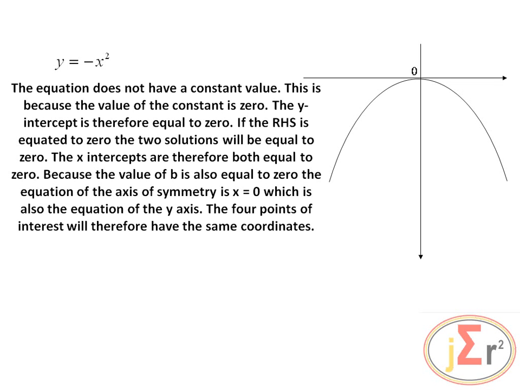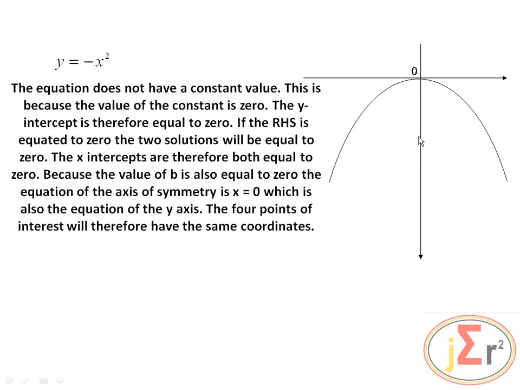And which line has that equation? The line that has the equation x is equal to 0 is the y-axis. So the axis of symmetry in this case will be the y-axis. The x-intercepts will be equal to 0 and the y-intercept is equal to 0. So that is why we have our curve drawn like that.